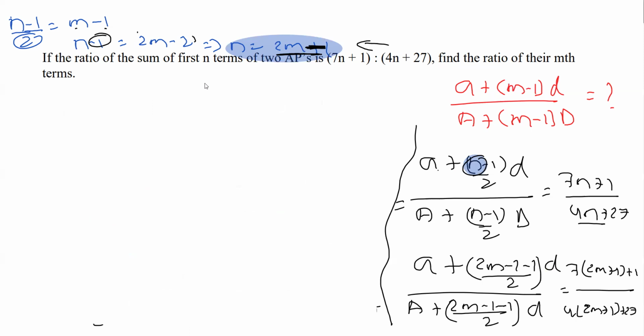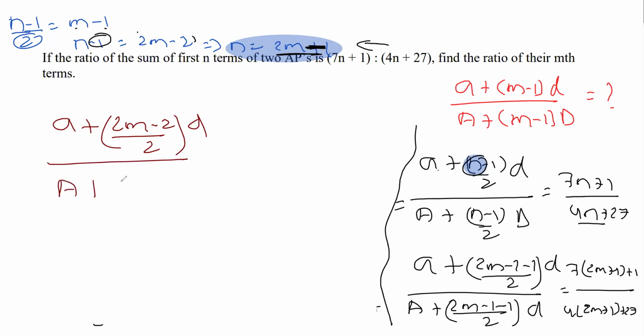So now we have A as A plus this. If I simplify, what is it going to be? This is 2m minus 2, right? Minus 1 is minus 2, that divided by 2. There is d over here. Same way, this is A plus 2m minus 2 divided by 2, and that is d again.